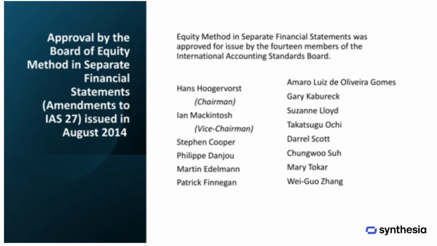The Equity Method in Separate Financial Statements, amendments to IAS 27, issued in August 2014, was approved for issue by all 14 members of the International Accounting Standards Board. The members who approved the amendments were Hans Hoogervorst, chairman, Ian Mackintosh, vice chairman, Stephen Cooper, Philippe Danjou, Martin Edelmann, Patrick Finnegan, Amaro Luiz de Oliveira Gomes, Gary Kabareh, Suzanne Lloyd, Takatsugu Ochi, Darrel Scott, Chungwoo Suh, Mary Tokar, and Wei-Guo Zhang.